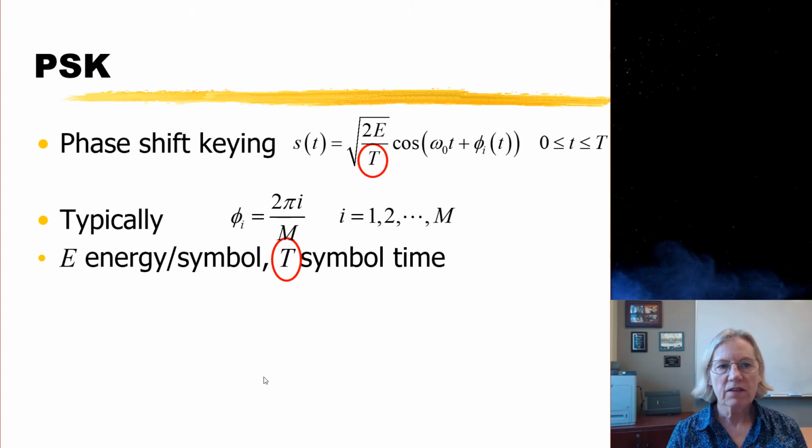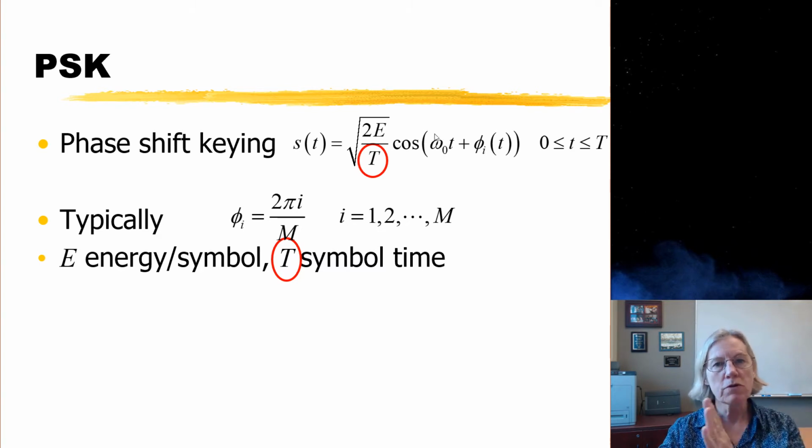So let's start with PSK, which is known as phase shift keying. We have here the mathematical expression for phase shift keying. So we have our waveform here, s of t, and s of t uses a cosine. Omega 0 here is the carrier frequency.